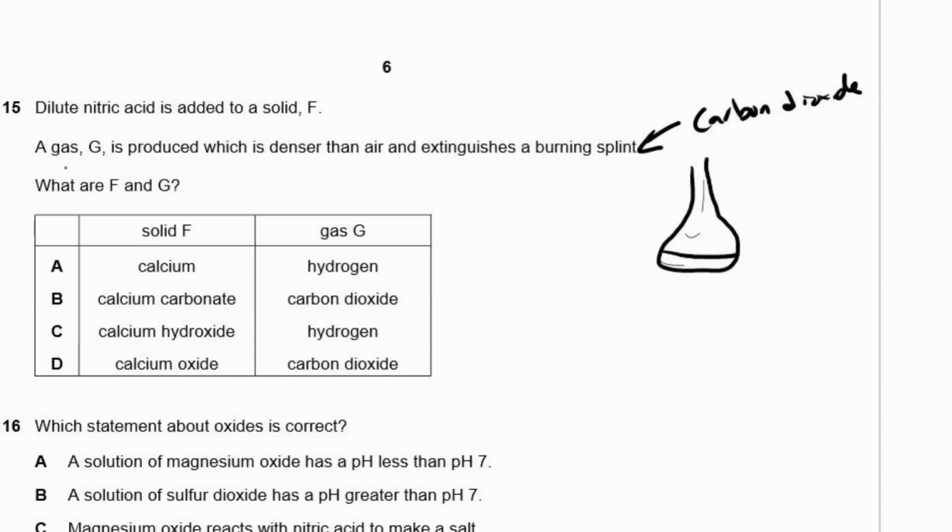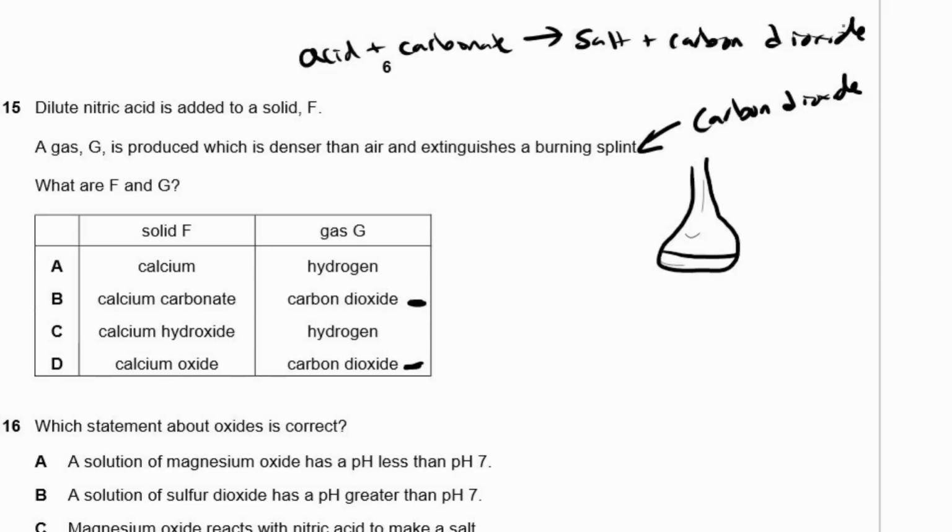So what are F and G? Dilute nitric acid is added to a solid F, and G is a gas. We've already said, it's not going to be hydrogen because that's a squeaky pop test. So it will be carbon dioxide. Now, if it's producing carbon dioxide, it needs to have something like a carbonate, because remember, an acid plus a carbonate produces a salt plus carbon dioxide. So the answer is B.